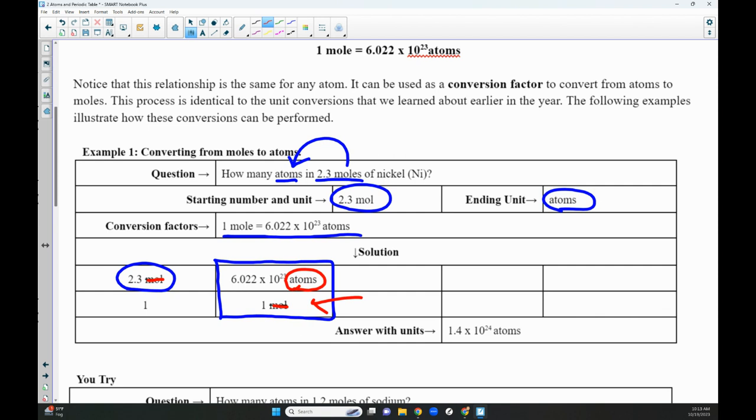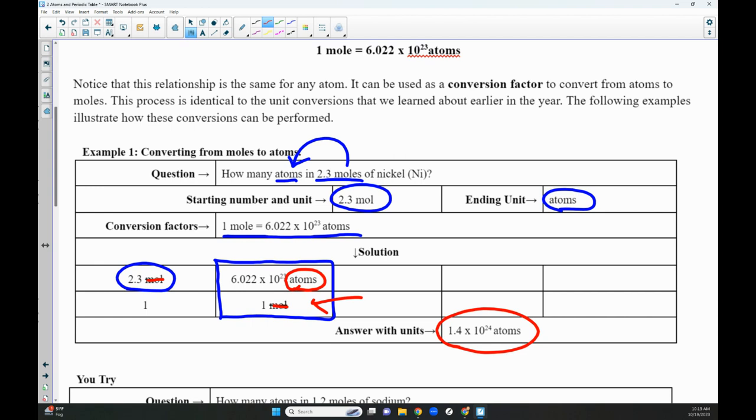And we plug this into the calculator. We multiply 2.3 by 6.022 times 10 to the 23rd atoms. And for an answer, you should end up with 1.4 times 10 to the 24th atoms. Using scientific notation in the calculator can be tricky. So if you're having trouble with that, check out the video on the study links where I show you how to do that in the class calculators.